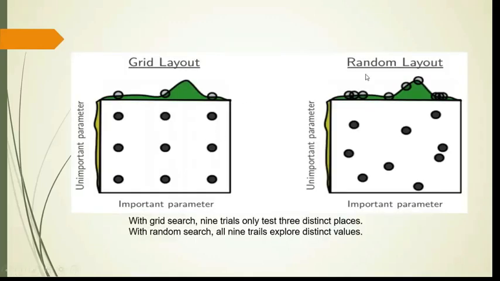Next, we come to this figure, which shows the grid search with 9 trials, and it only tests 3 distinct places. In the random layout, the search covers all 9 trials and explores distinct values. So it is exploring different distinct values here.